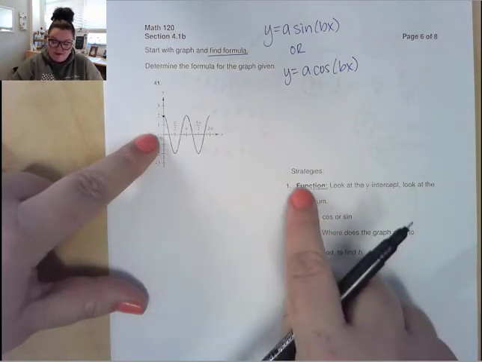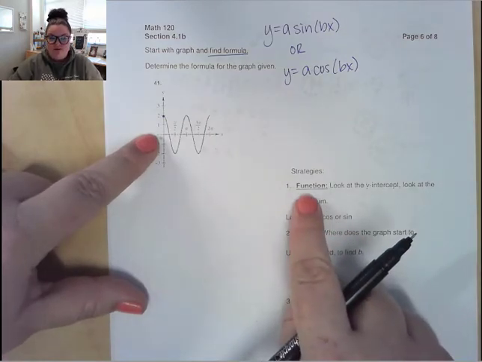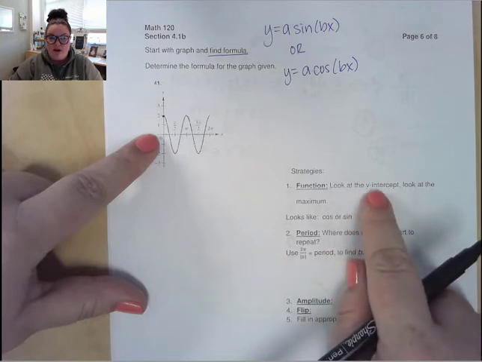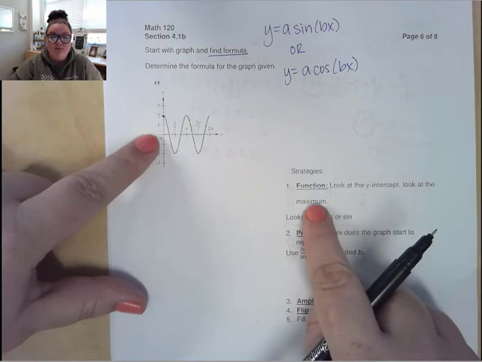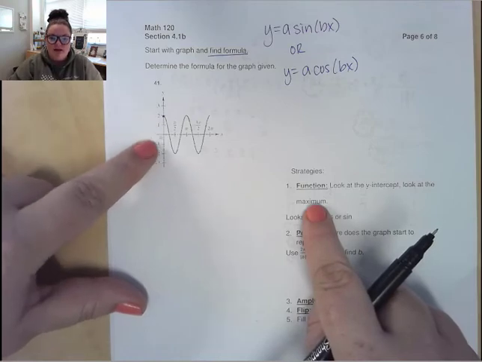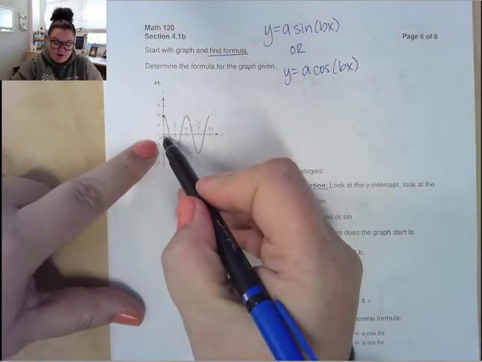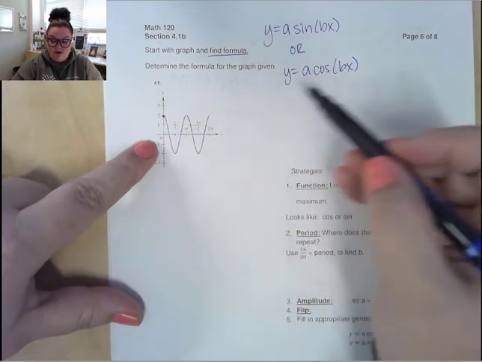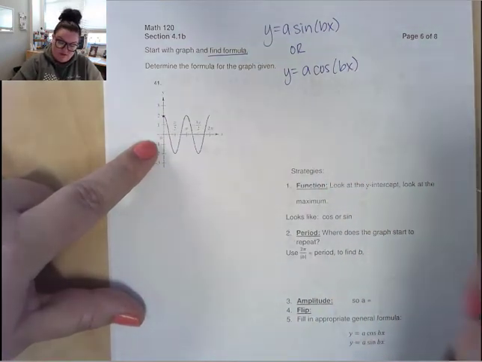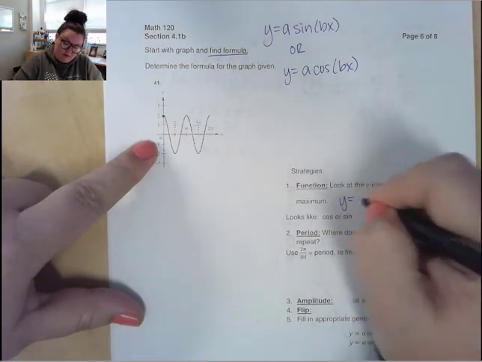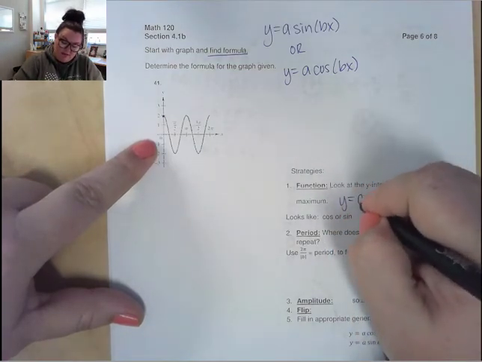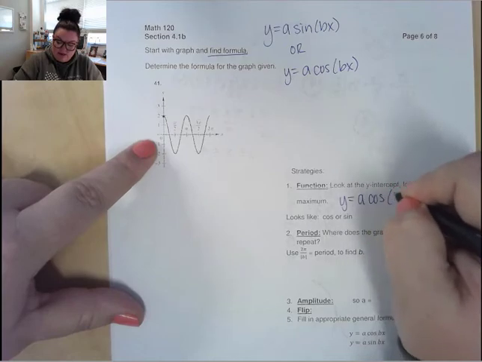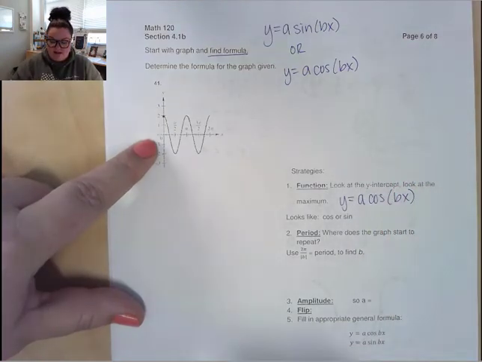Okay. So the first thing we're going to do for our function is look at the y-intercept. Look at that maximum value or the minimum value, whatever it happens to be. And if it starts at 0, we know it's sine. If it doesn't start at 0, then it's a cosine function. So I already know we're going to be looking for something that looks like y is equal to a cosine of bx. Okay, we know it's a cosine function.